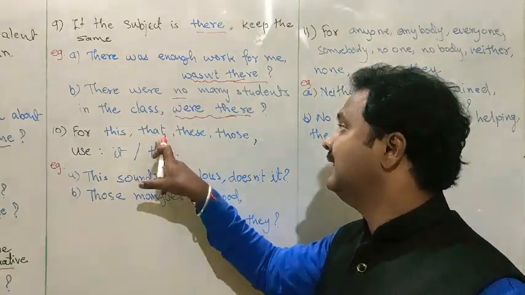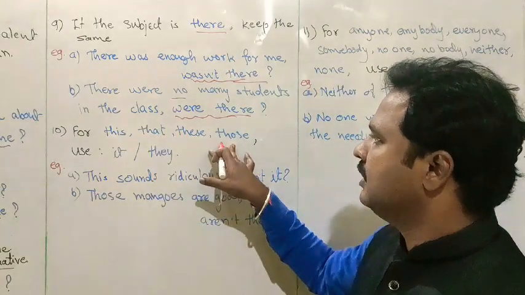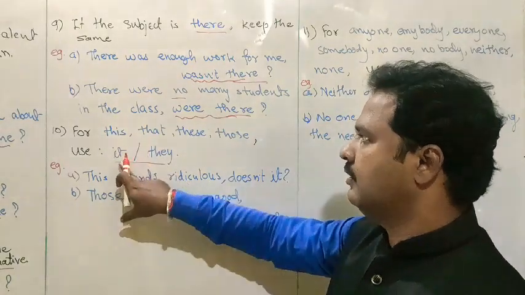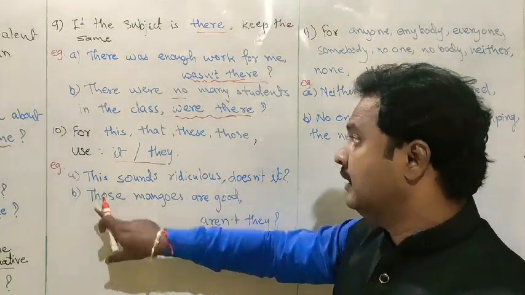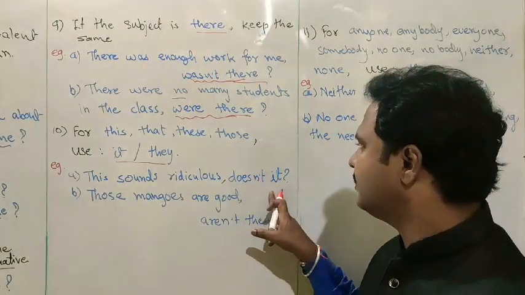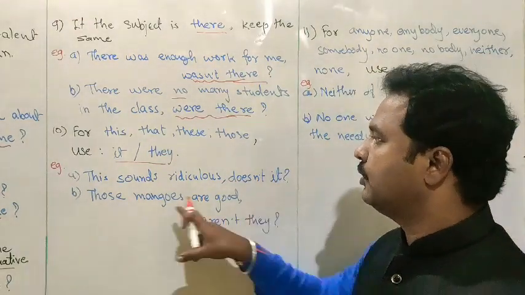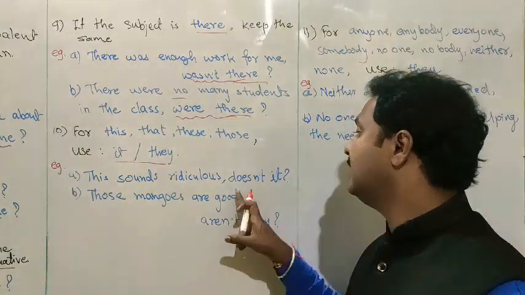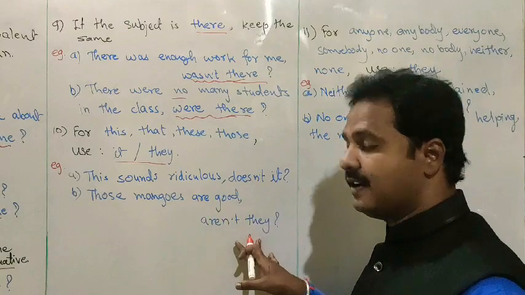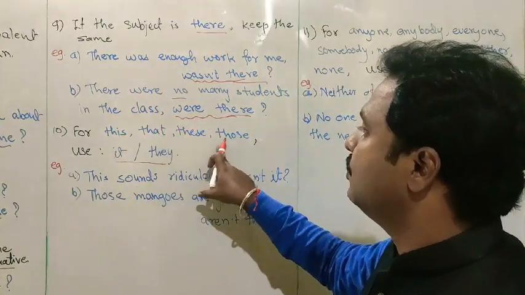Then the next one. For these words, this, that, these, those, we have to use it or they. Singular it, plural they. Example: this sounds ridiculous, doesn't it? Because this is third person singular, that's why doesn't. Those mangoes are good, aren't they? So these are the rules for using this, that, these, those, it and they.